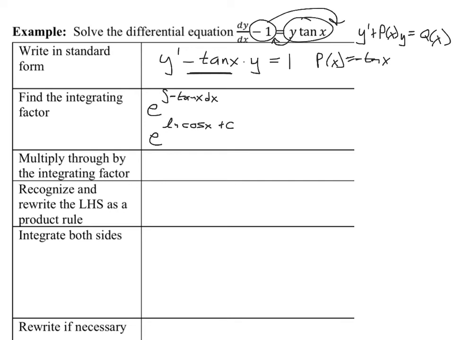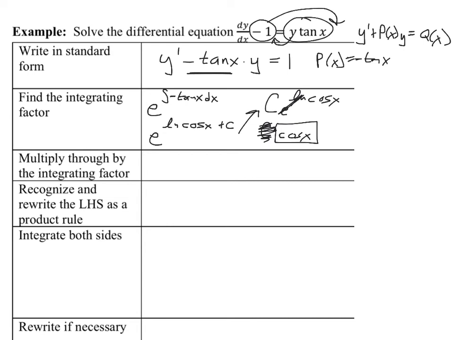That c is going to come down to the front, in front of the e. So we'll get c e to the natural log cosine x. But we also know that e and the natural log are going to cancel out. So we're basically going to wind up with c cosine x. But we're also aware from some of our previous slides that this c really isn't going to matter. The integrating factor for us is just going to be cosine x because once we multiply through by this thing, the c is going to drop out anyway. So my integrating factor here is cosine x.